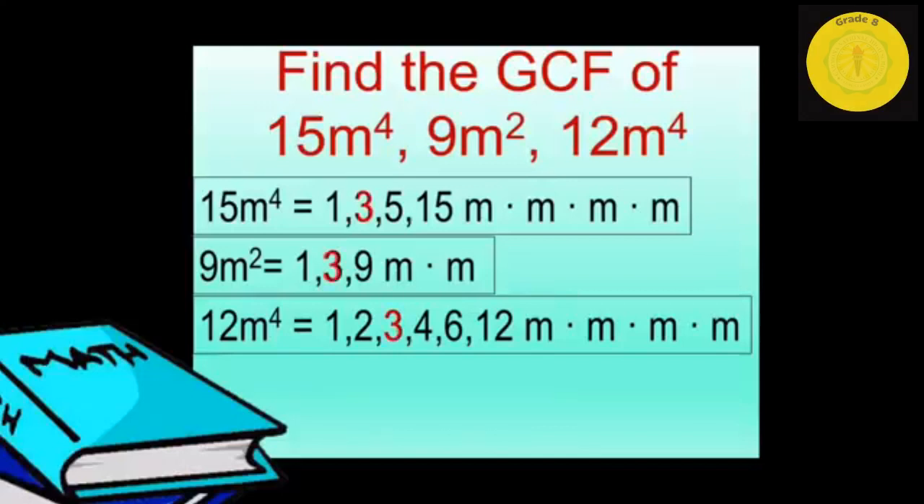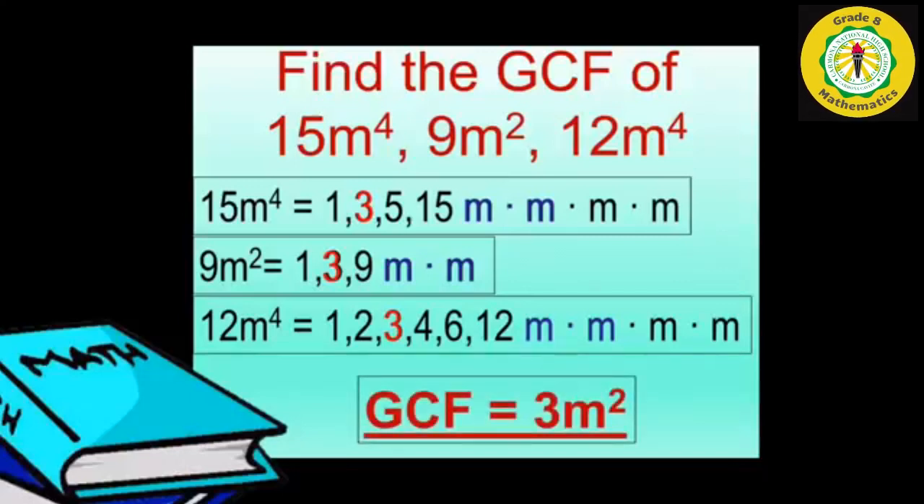So what did you observe? Do you see the same number in each set of factors? Because 3 is the greatest factor that appears on the list, 3 is the GCF, and we have m squared. So the GCF is 3m squared.